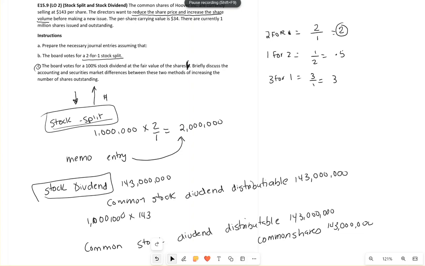Both techniques are allowed by the board of directors to increase the quantity of shares. So in the security market, when increasing the number, is there a difference? No, it serves the same purpose. Both have to be issued by the board of directors. It has to be allowed by the board of directors to increase the number of shares outstanding.